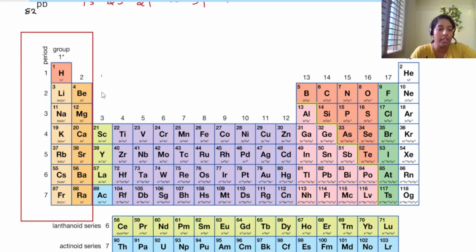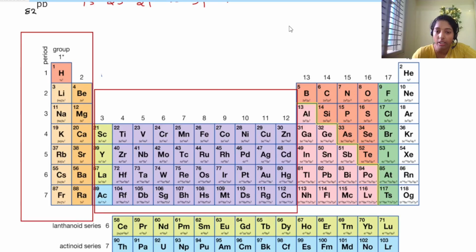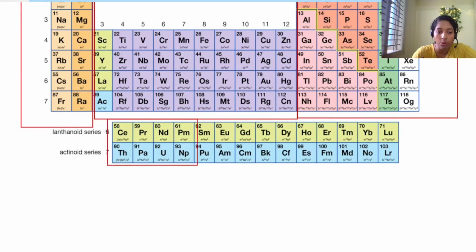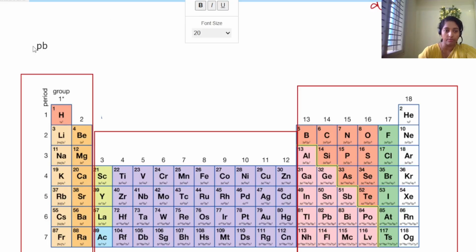The main thing is that the periodic table is divided into four categories, four blocks. The first two groups are called the S block, and groups 13 to 18 are what we call the P block. The middle block is what we call the D block, and the bottom block is what we call the F block. I'm just erasing the slide. We can see after this. So first one, this is the S block, and this is the P block.